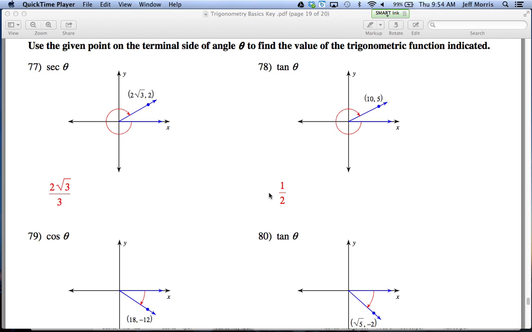Now every angle has a reference angle. What is a reference angle defined as? It's the distance from the terminal side of an angle to the x-axis, always to the x-axis. So the reference angle here would be this little guy right here. That is the reference angle. Every angle has a reference angle which forms a reference triangle.